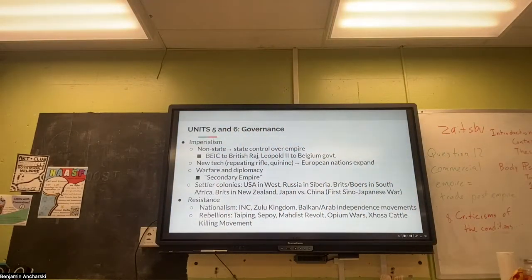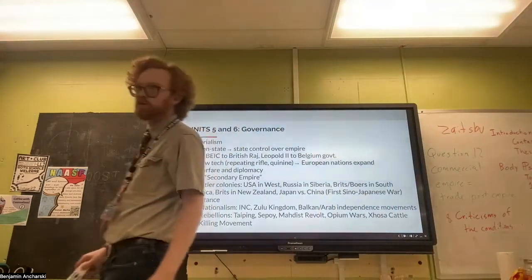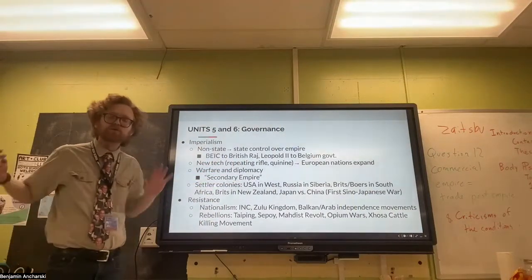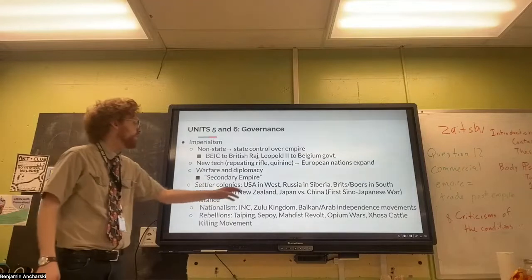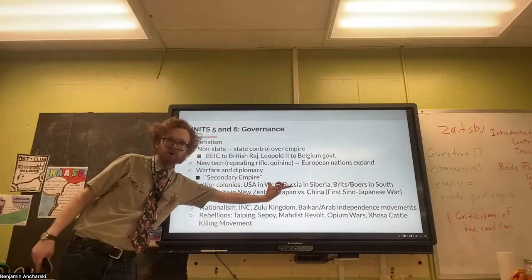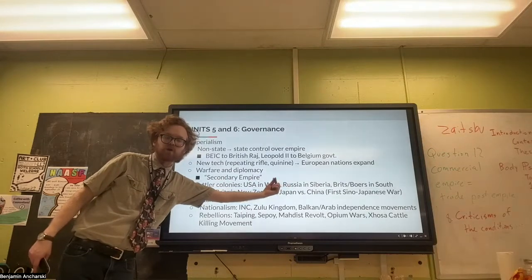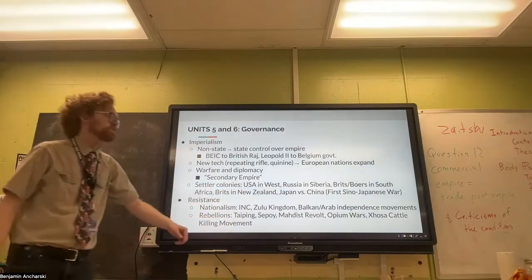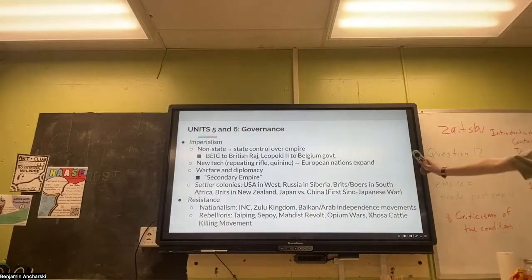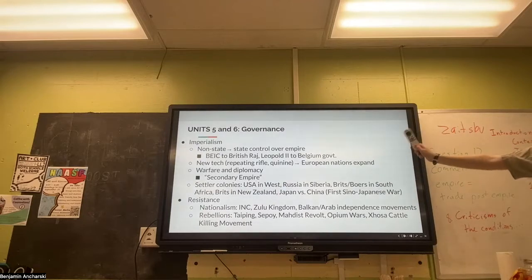There are some other things as well. We see that there's not just this takeover of different governments, but also settler colonies. The US is going to settle the west of its country. Russia is going to settle Siberia. Russia and the US are the most similar in terms of their overland expansion during this time. But we see other settler colonies as well: the British, the Boers, the Dutch in South Africa, the British in New Zealand.